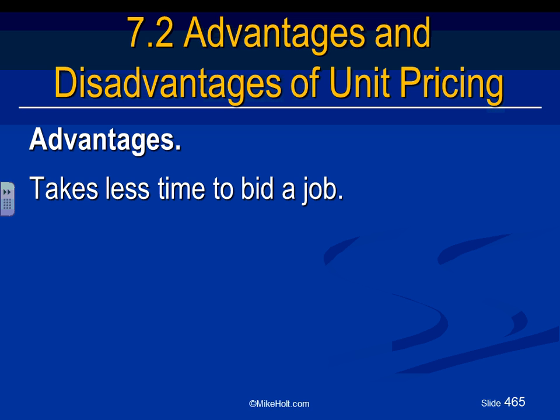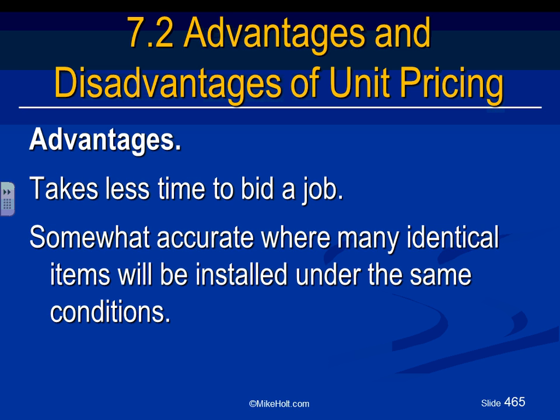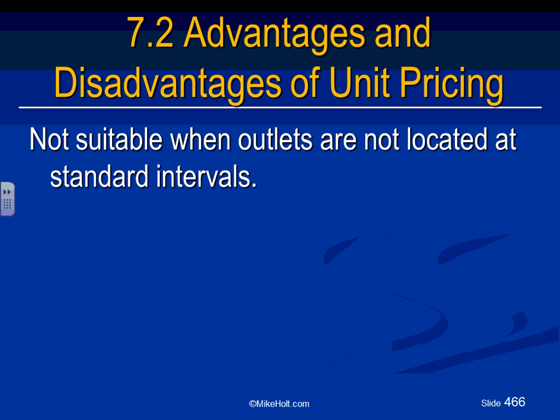Disadvantages and advantages for the unit price. Advantages: it takes less time to bid the job. The work may be identical, installed under the same conditions. We know, we have done it over and over and over again, guys. Some people have a unit price for a commercial office floor, an open office with cubicles, because they've done it over and over again. So it's easy to bid. Not suitable when outlets are not located at the standard.